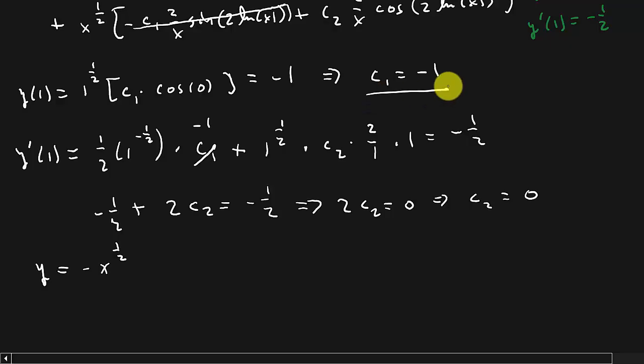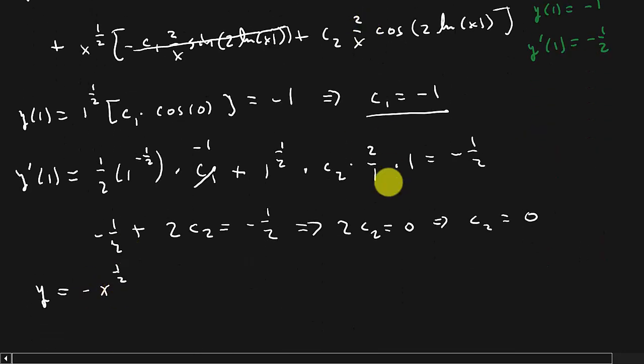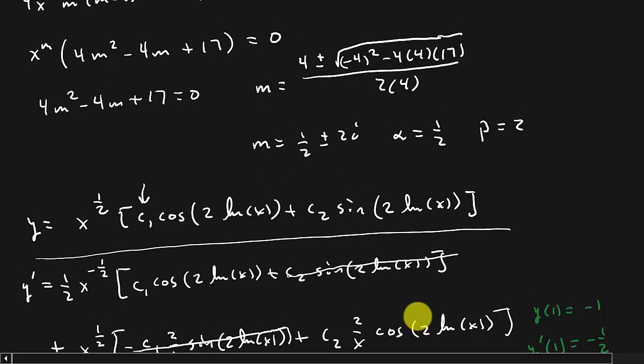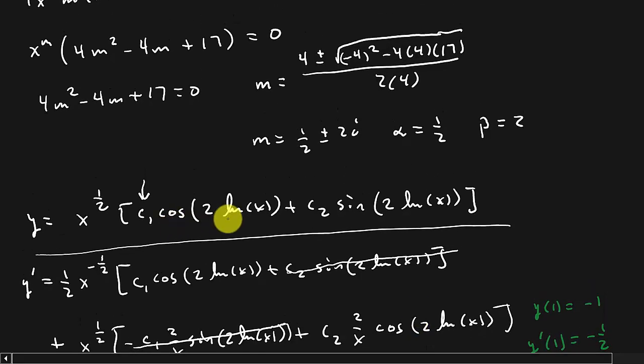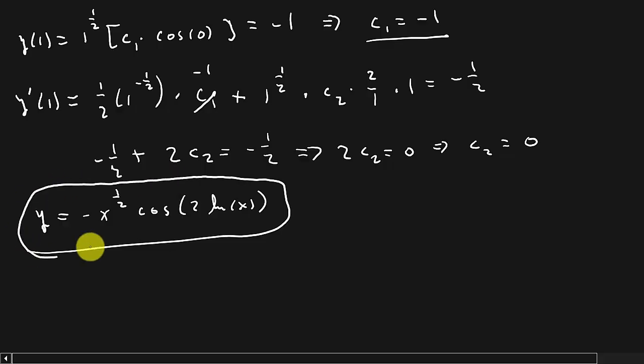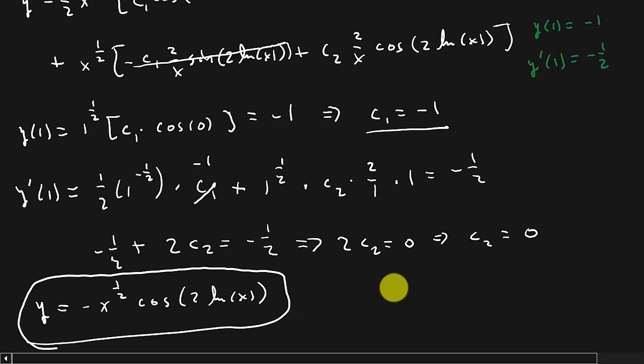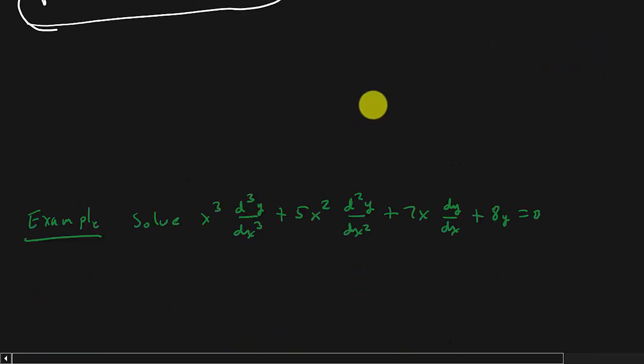Let's see, C1 is negative 1. So I'm plugging negative 1 in for C1. Okay, so that's going to give me negative x to the 1/2. And then it would be cosine 2 natural log x. C2 is 0, so that's gone. So that would be cosine 2 natural log x. And there's your answer. All right. So it's not too bad. It just got a little nasty there when we had to do that derivative and stuff.